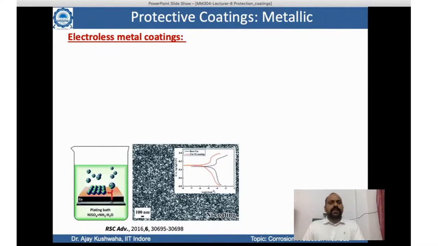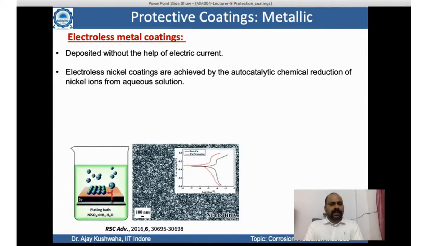So let's say we have a solution of metal ions, and we immerse the base material, and if there is a chemical reaction which reduces the metal ions present in the solution, and that metal can deposit over the surface of a metal, then we can say it's electroless metal coating. So, deposition without the help of electric current.